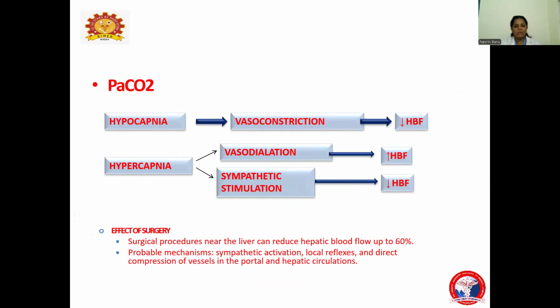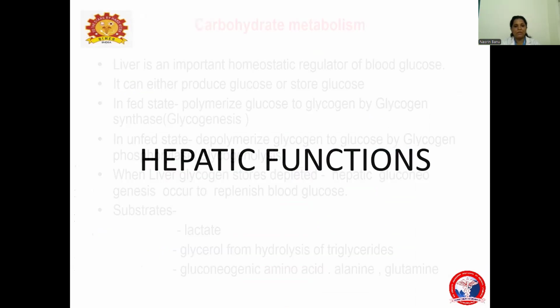Effect of surgery. Surgical procedures near the liver can reduce hepatic blood flow by up to 60%. Probable mechanisms are sympathetic activation, local reflexes, and direct compression of vessels in the portal and hepatic circulations.